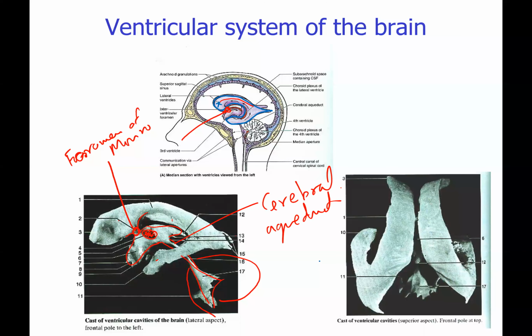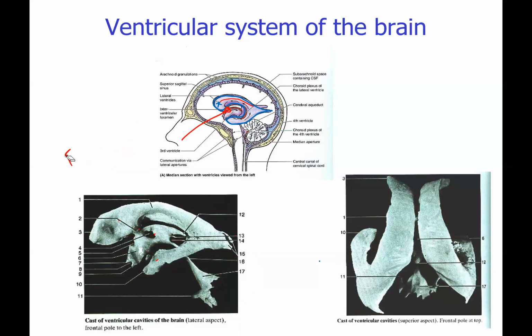So if you locate the other parts of the brain, some of the things you have not learned yet. You get the cerebral hemisphere here with the temporal and occipital lobes. You get the diencephalon here around the third ventricle. You get the midbrain here, where the cerebral aqueduct passes through the midbrain, and then you get the pons and the medulla here with the cerebellum behind. So that's how the brain structures are related to the ventricular system.